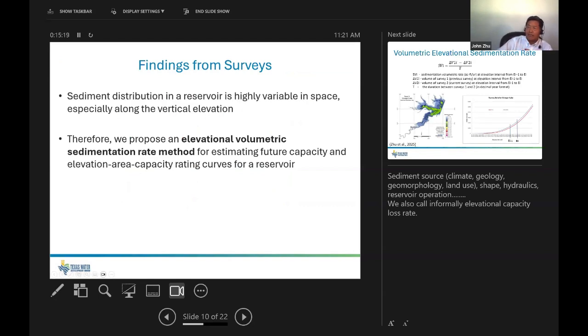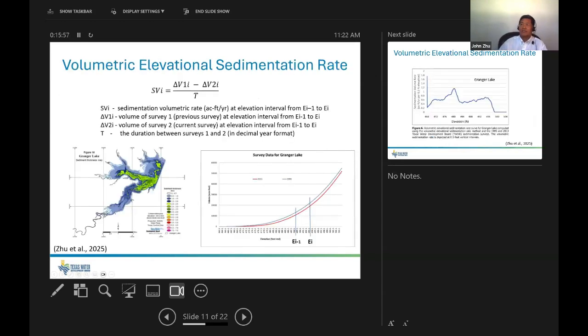So by this finding, the sediment distribution in a reservoir is highly variable in space, especially along the vertical elevation. So by this finding, we propose a new method. We call this method the elevational volumetric sedimentation rate method, to estimate the future reservoir capacity and elevation-area-capacity rating curve. The details about the method are that we must have two surveys for one reservoir.